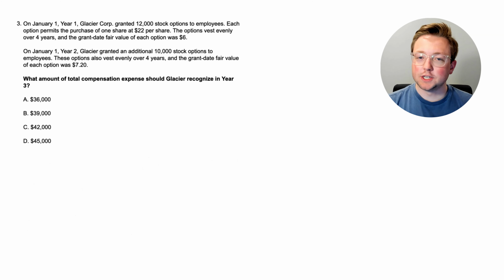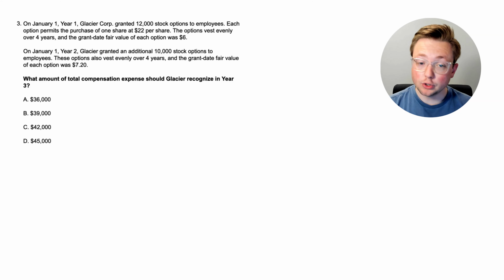All right, here we are at question 3. What amount of total compensation expense should Glacier recognize in year 3? Let's go to the top. On January 1st, year 1, Glacier Corp granted 12,000 stock options to employees. Each option permits the purchase of one share at $22 per share. The options vest evenly over 4 years, and the grant date fair value of each option was $6.